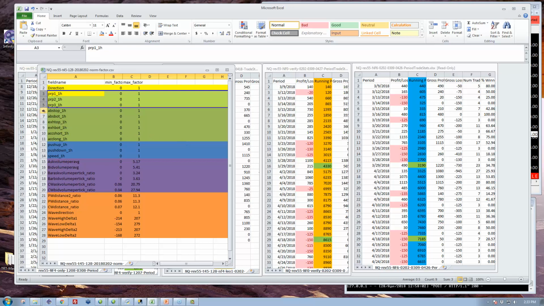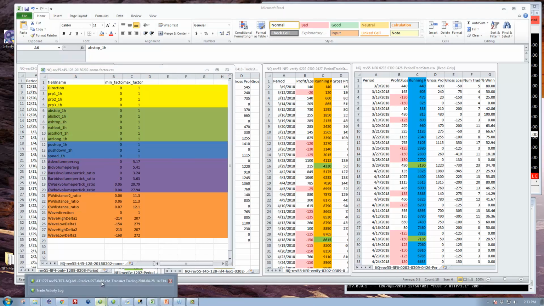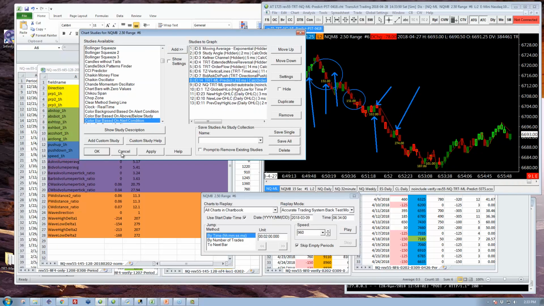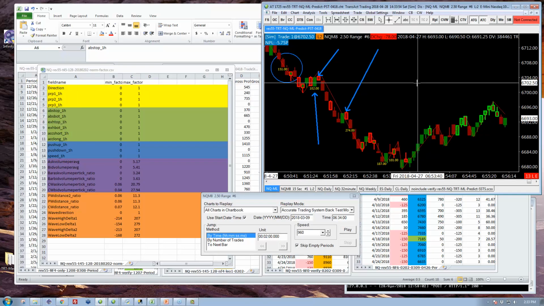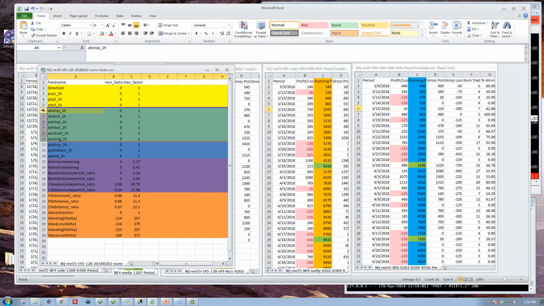Actually, you know what? Let's take a minute and explain why the chart type is important. Let me go back to here. So if we look at, these are range bars here. If we look at this bar, the order flow, here's a bar, right? The order flow studies, these studies here, they look at just the edges of that bar.